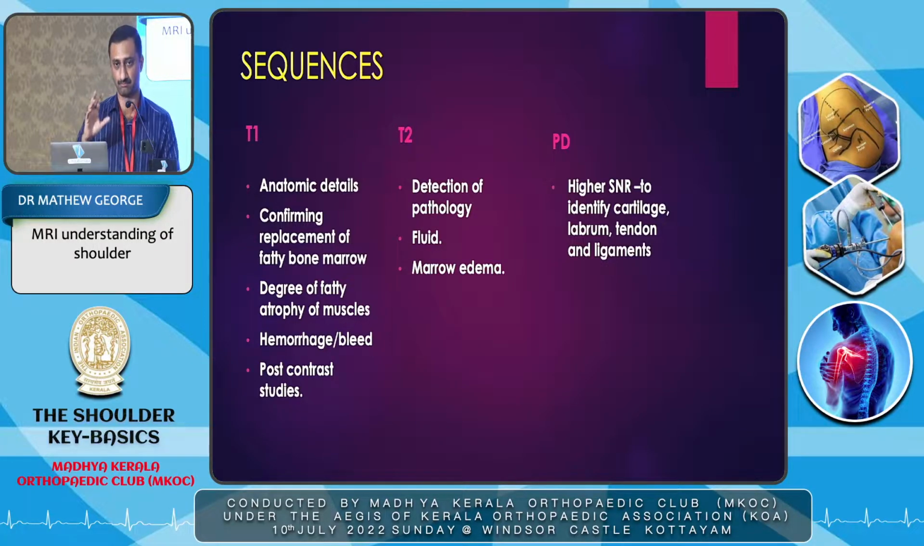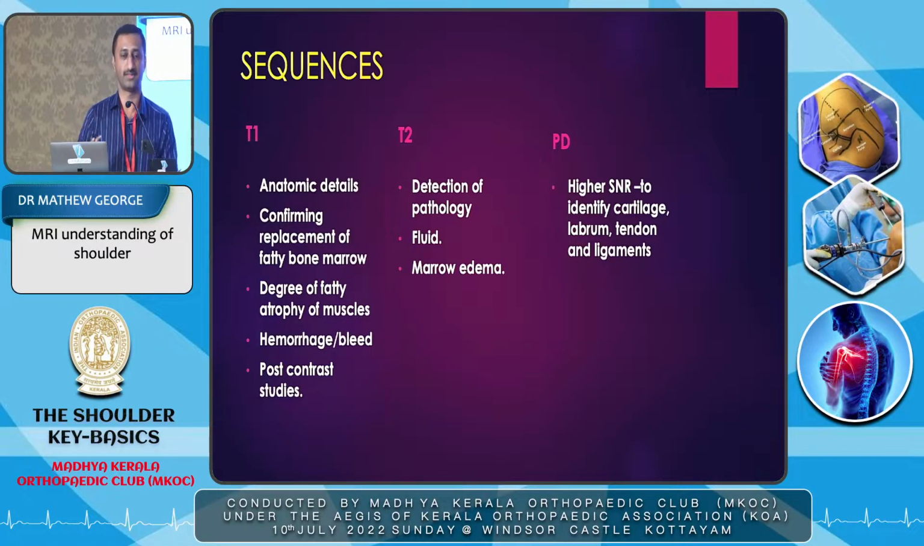Now coming to the proton density, which you might not have had or heard of, this is a later sequence, actually a bit which is between T1 and T2. So here it has a higher signal to noise ratio, in which case your cartilage, your tendons, ligaments, and even the labrum are much more well visualized than on T1 and T2. So this is the advantage.